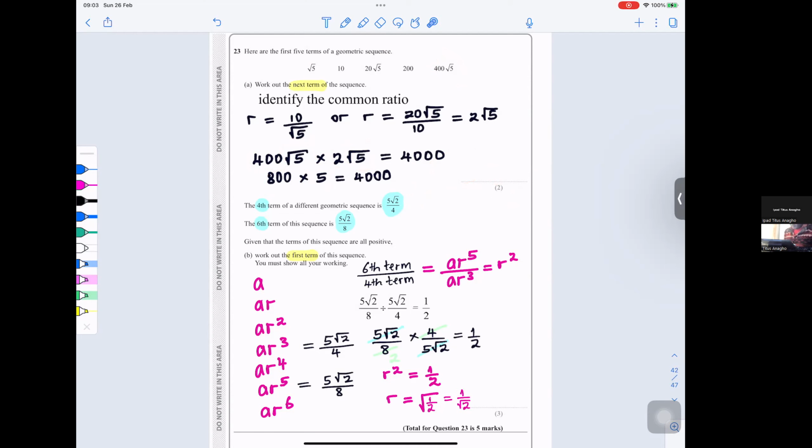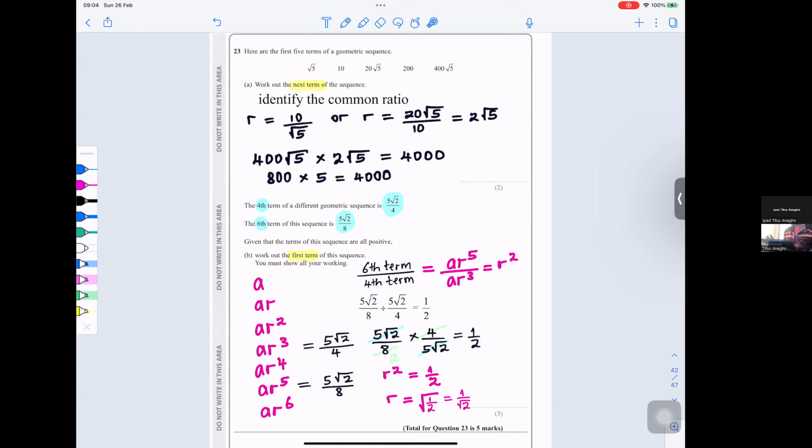The fourth term of a different geometric sequence is 5 root 2 over 4. The sixth term of the sequence is 5 root 2 over 8. Given that the terms of this sequence are all positive, work out the first term of this sequence. You must show all your working.